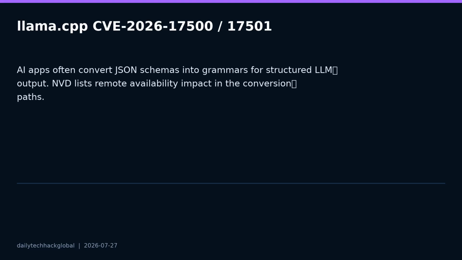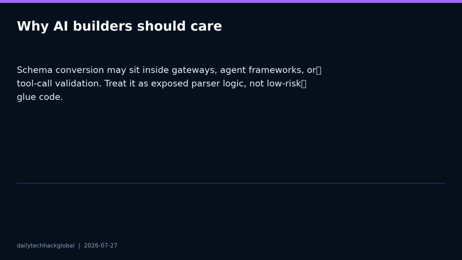NVD's data available during production included CVSS version 3.1 medium scoring, and version 4 medium context has also been reflected in the metadata update. The important operational point is not the exact decimal score. The important point is that a component often embedded inside AI gateways can be stressed by input that may arrive from outside your trust boundary.